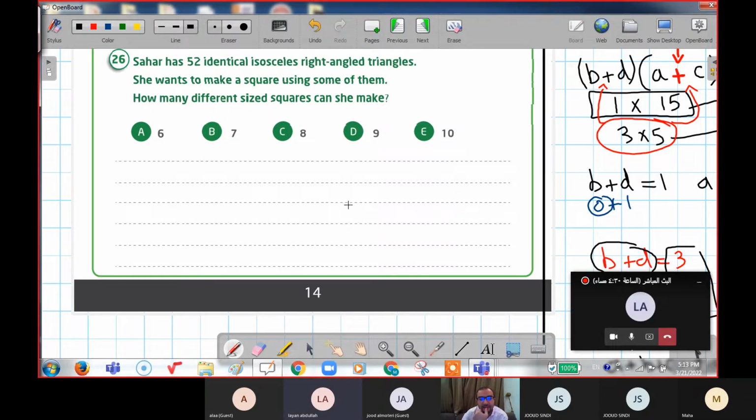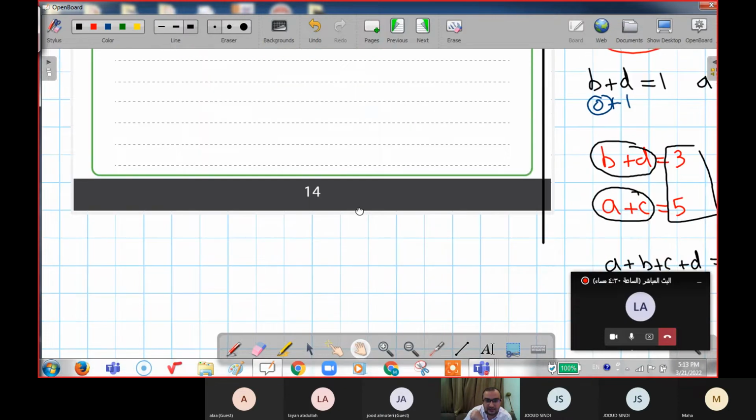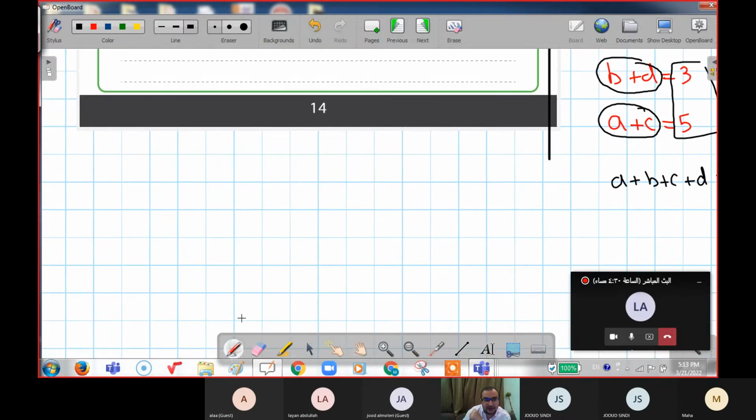Sarah has 52 identical right-angle triangles. She wants to make a square using some of them. How many different sized squares can she make? So she has 52 identical isosceles right-angle triangles. Okay? We say right isosceles triangle, like this one, for example.